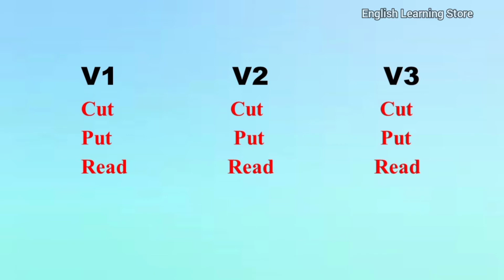Sometimes all the V1, V2, V3 will be the same. For example, the words cut and put. In these words, all the three V1, V2, V3 are only cut. And one more thing, for read, the pronunciation alone will be changed. For example, read, read, and read. In the past tense and the past participle, we only change the pronunciation: read and read.